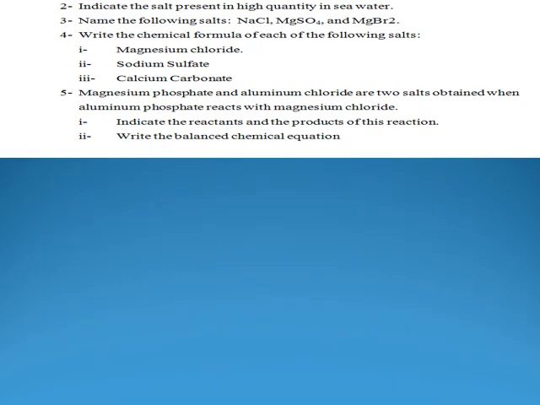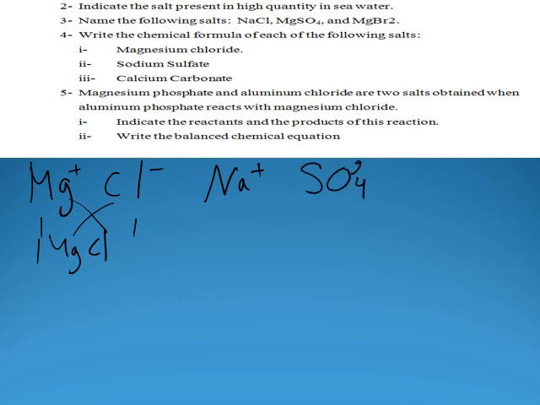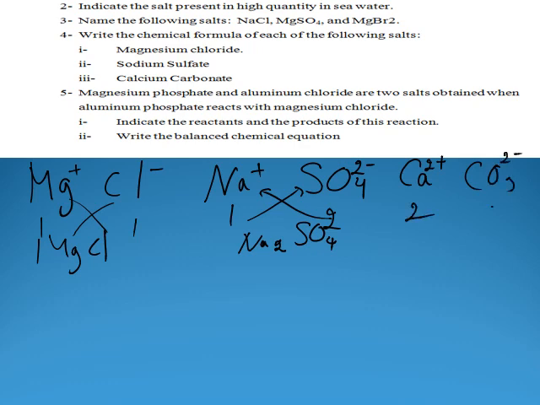So how did we get the formula for magnesium chloride? Magnesium is Mg2+ and chloride is Cl-. So by crossover, MgCl2. Sodium sulfate. Sodium is Na+. Sulfate, SO4 2-. So by crossover, Na2SO4. Calcium carbonate, calcium, Ca2+, CO3 2-, this is 2 and this is 2, by crossover, CaCO3.